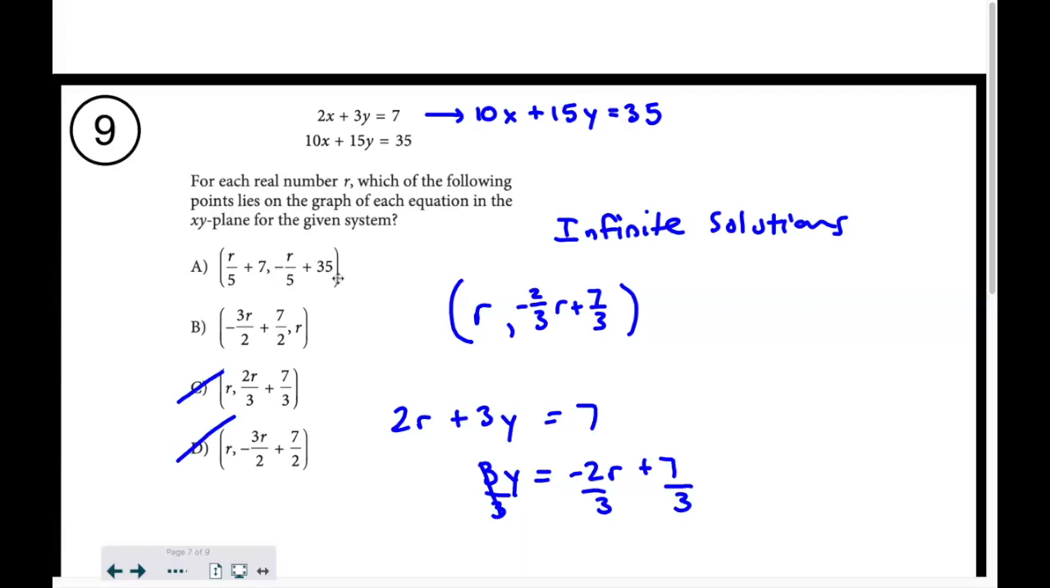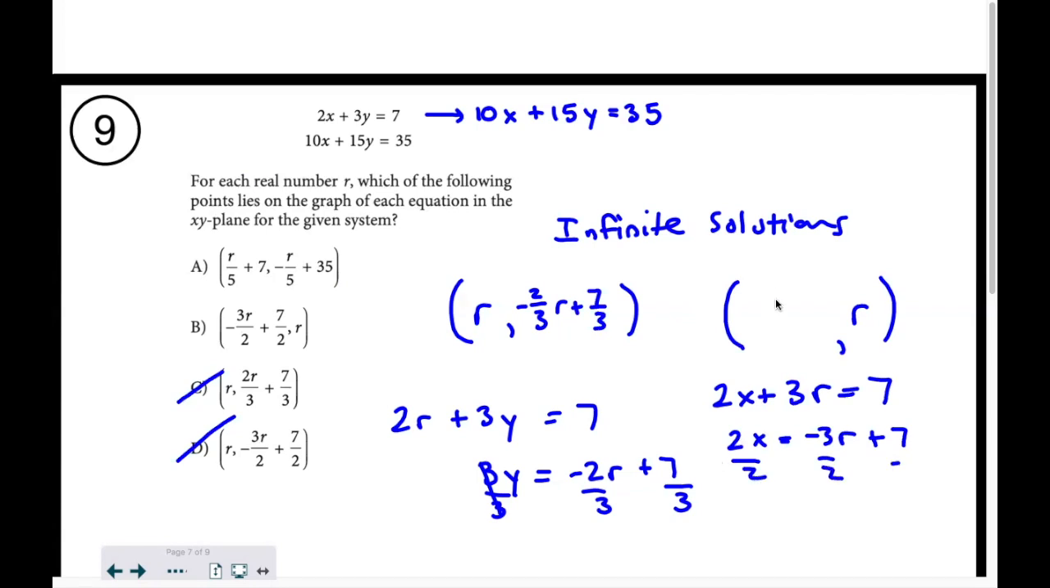Now, this answer doesn't really make much sense to me, but just to show you why B works, the other way to look at a problem like this is to make the y equal to r. So if I do that, I go back and I have 2x plus 3r equals 7. And then I just solve for x. So 2x equals negative 3r plus 7. And then I just divide everything by 2. And the x coordinate here in terms of r is negative 3/2r plus 7/2, which matches answer choice B.